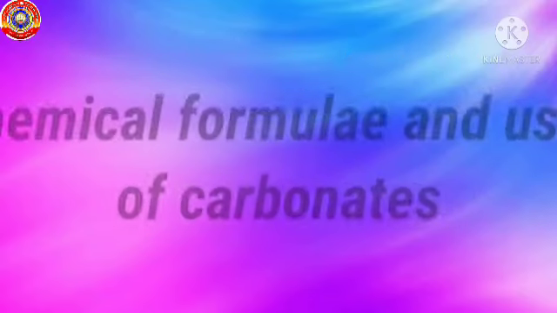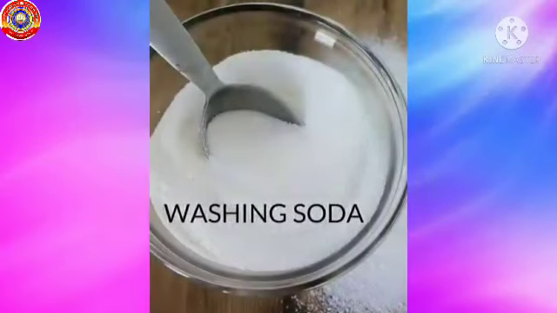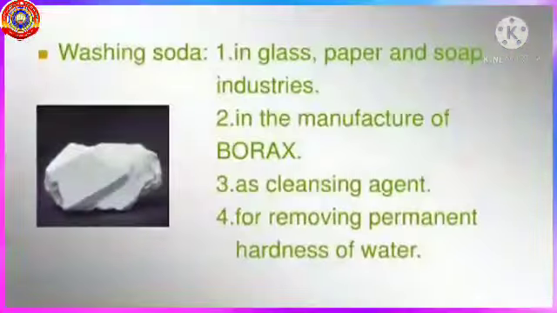Next, we will learn about the chemical formulae and uses of some carbonates. First one is washing soda. Chemical name is sodium carbonate. Its chemical formula is Na2CO3.10H2O. Sodium carbonate is used for the manufacture of glass, caustic soda, borax, making of soap, paints, etc.